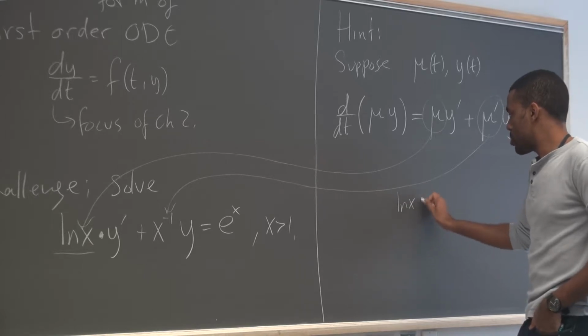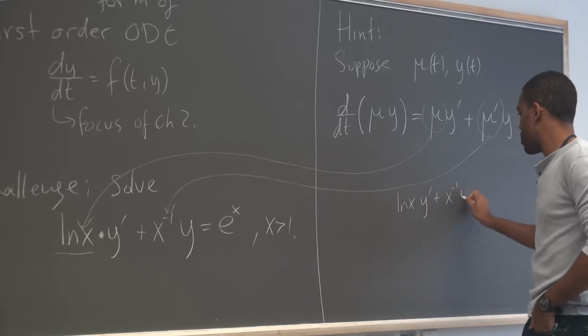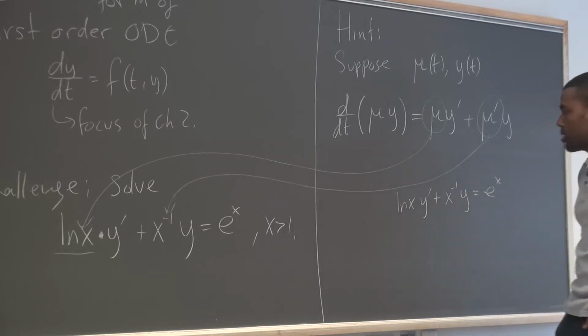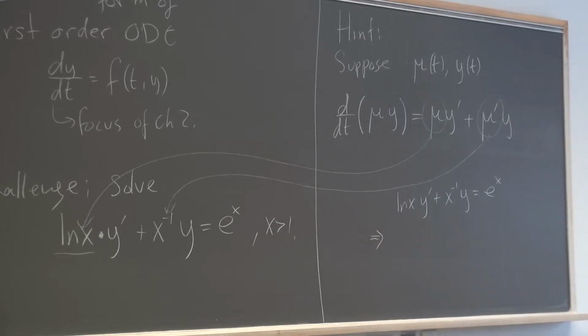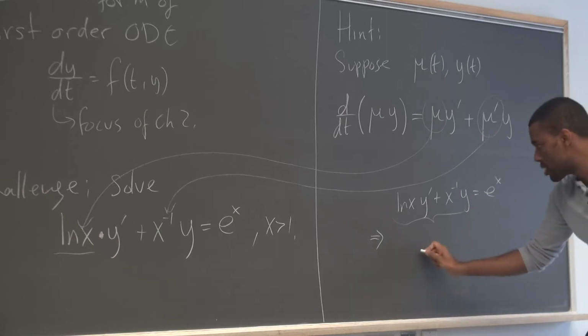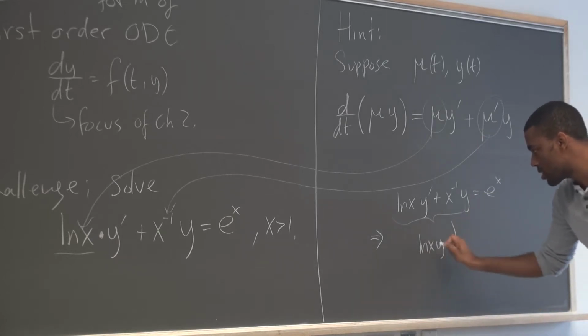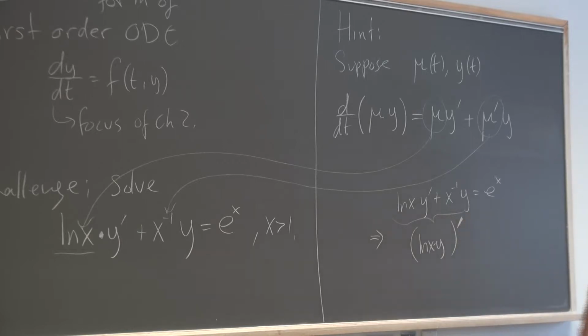So I have ln x y prime plus x to the minus 1 y equals e to the x. I'd like to use this idea to rewrite this. d/dt of ln x times y? This whole left side is just the result of performing a product rule on ln x times y, right? So this side here is just the derivative of that function. I can go from this to that because it's really just a product rule in disguise. It's just the right side of the product rule.